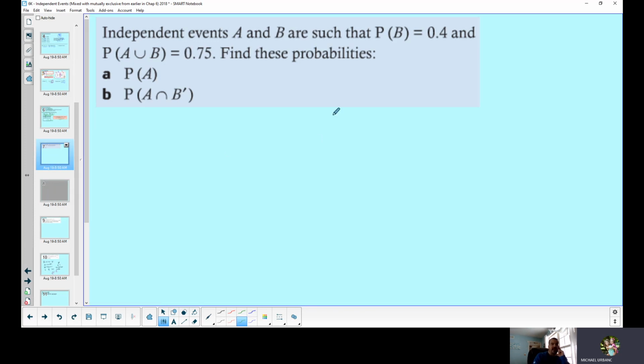So independent events, A and B, so they're telling you they're independent, and they're saying the probability of B is 0.4, and the probability of A union B is 0.75. What I would like for you guys to do, again, is pause the video, try to solve this one on your own, and what they want to know is, what is the probability of A, and then what is the probability of A intersecting B complement? Remember, equations and Venn diagrams, you can use them together. Sometimes one is easier than the other.